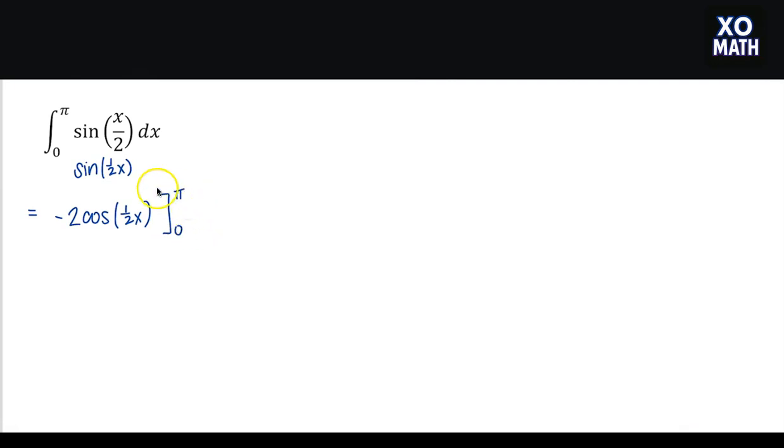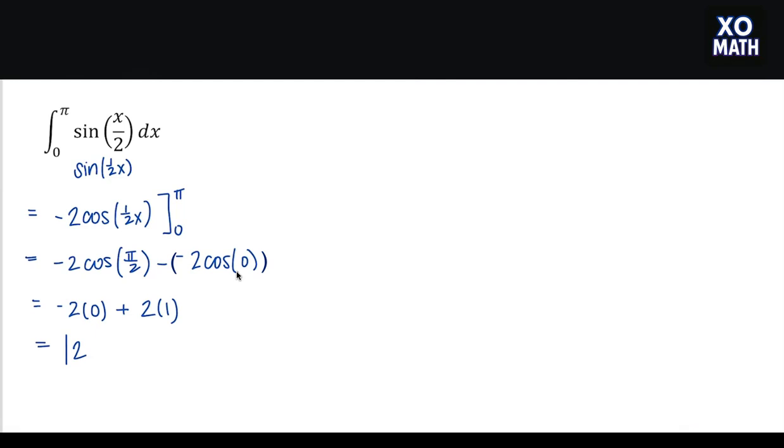So first we'll substitute in the upper limit of integration, pi. So we have negative 2 cosine of pi over 2 minus negative 2 cosine of 1/2 times 0, which is 0. So now cosine of pi over 2, this is 0. So I have negative 2 times 0 plus 2. So minus a negative gives me positive, and cosine of 0 is 1. So we end up with just positive 2 as our numerical answer.